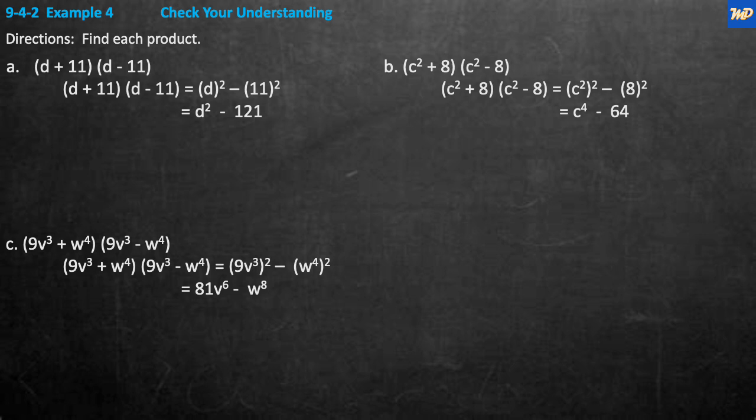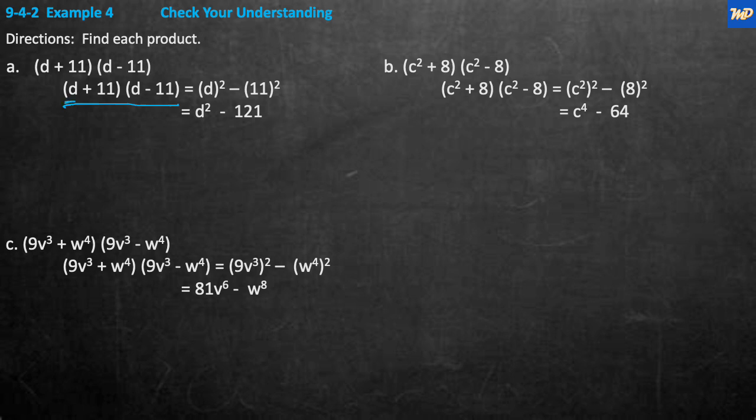Okay, example 4, check your understanding. You're back. Okay, we're going to go ahead and work on it. It says find each product. So if we look at this, in problem A, we have d plus 11 times d minus 11. So this is the difference of squares, right? And when we write it down to begin with, always repeat the problem. And we take the first term, d in this case, and square it.